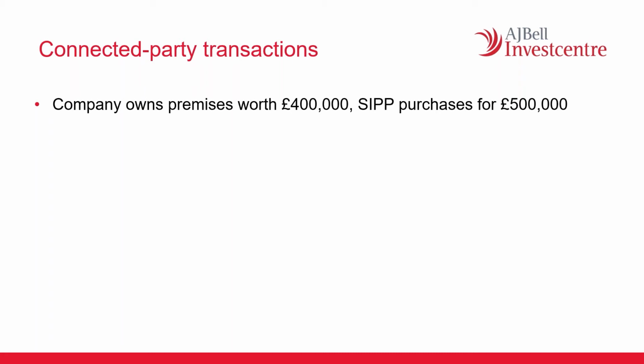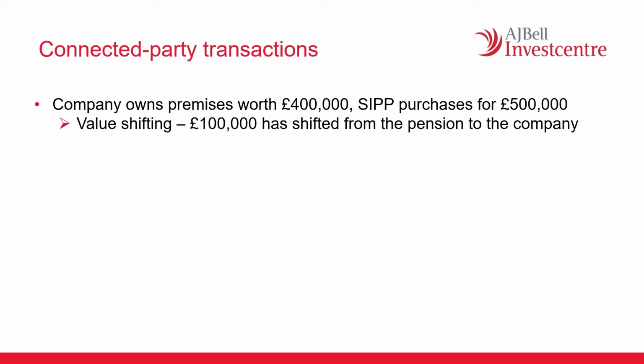But of course, when they're connected, it's not as simple as that, because that would be deemed as value shifting. So if we know the value is only £400,000 and a connected party SIPP wants to buy it for £500,000, effectively you've moved £100,000 out of the pension to the company. That's value shifting. That £100,000 would be an unauthorised payment.